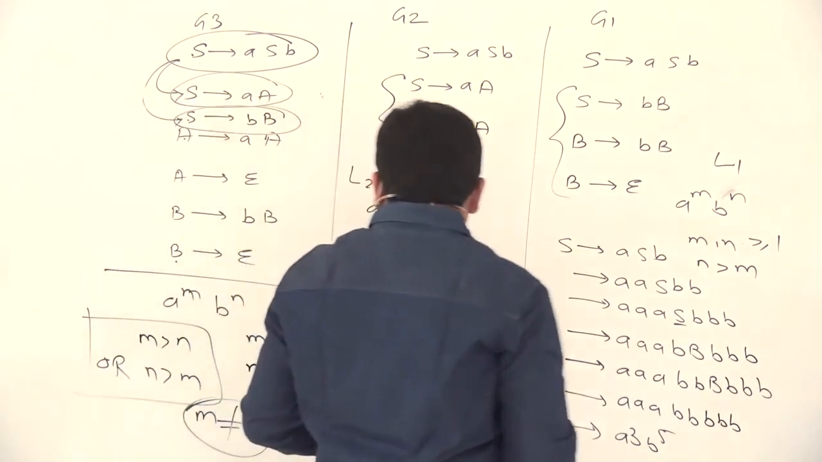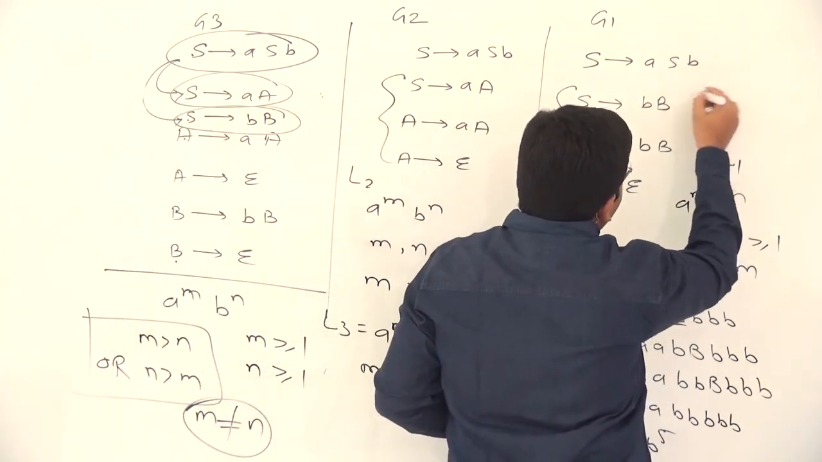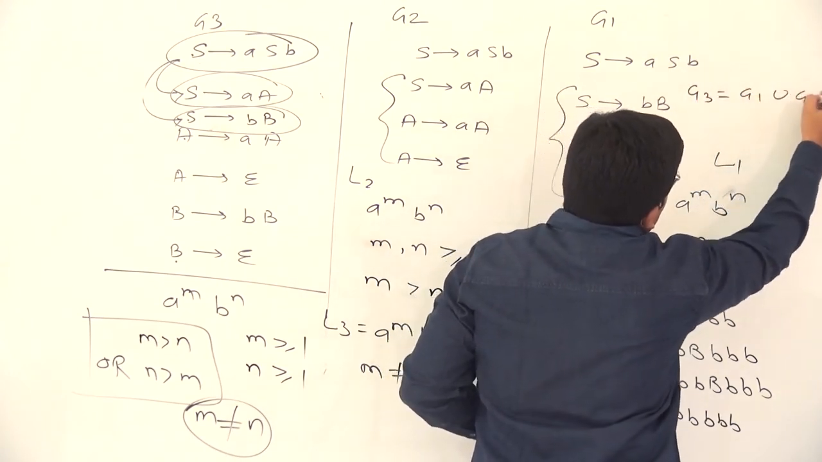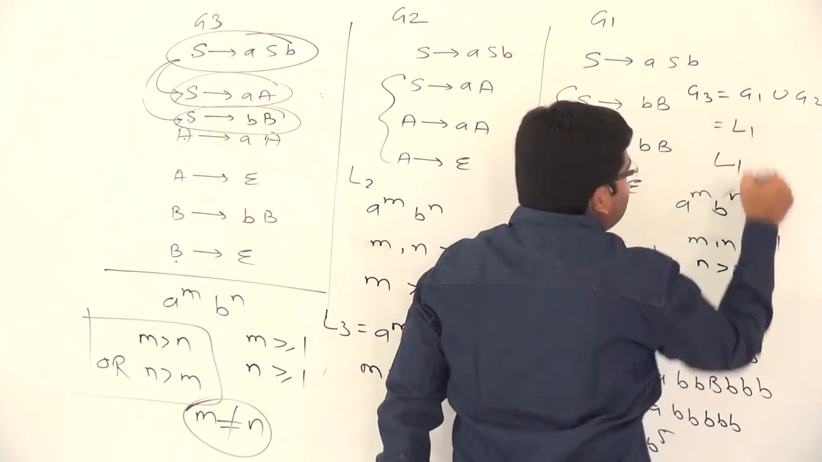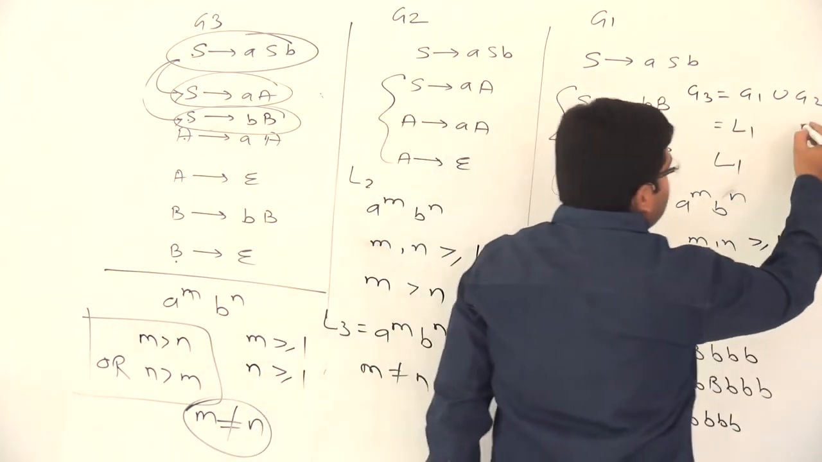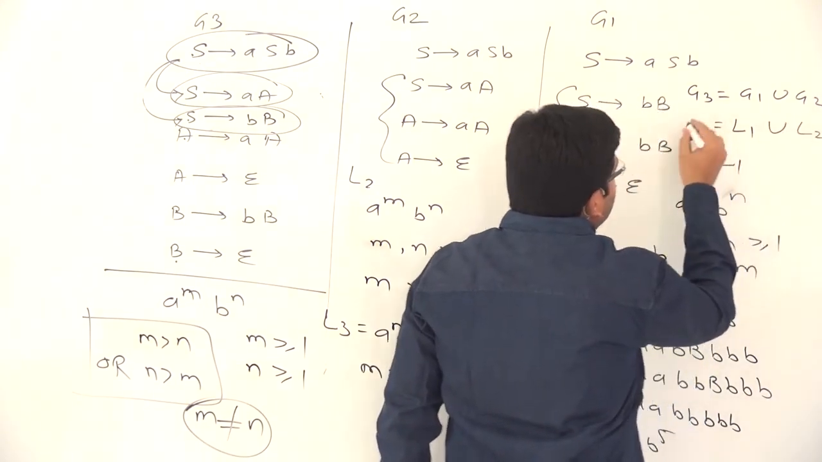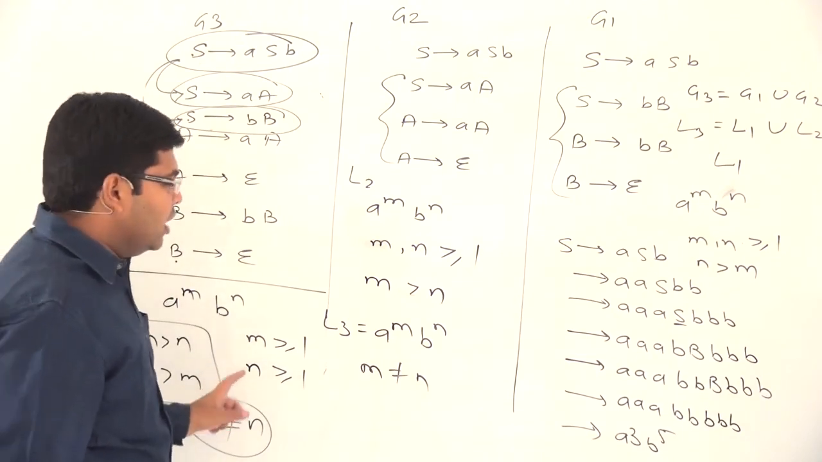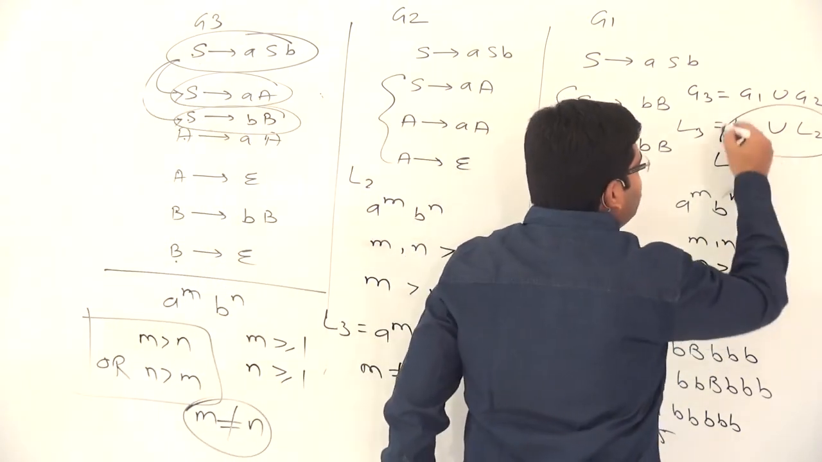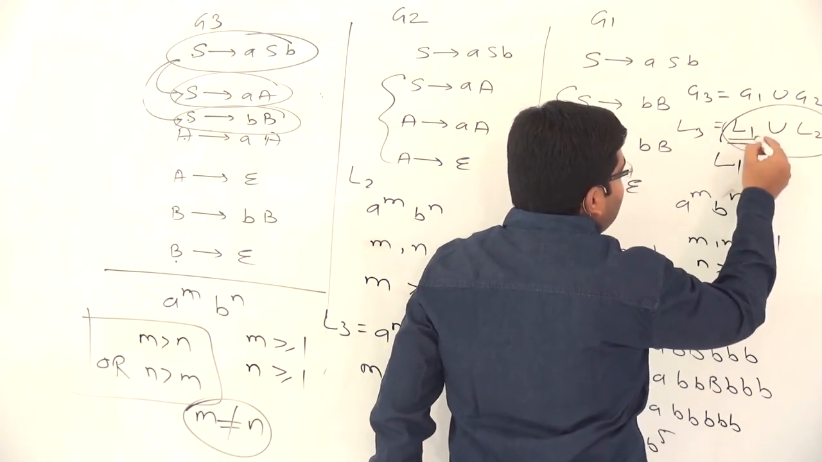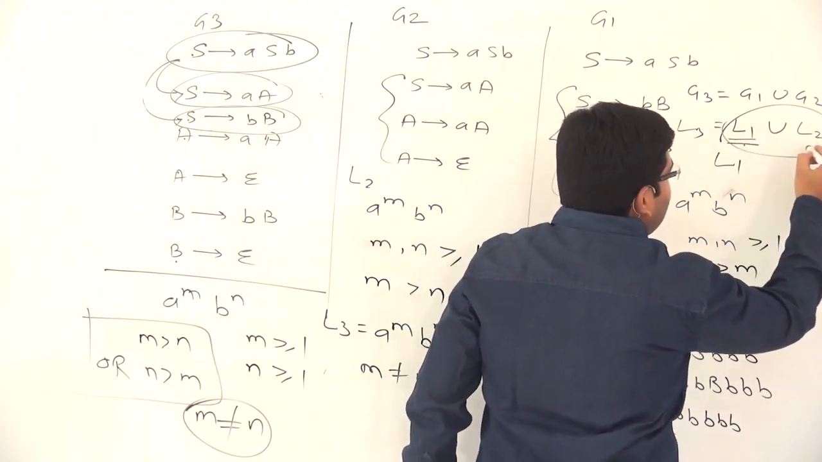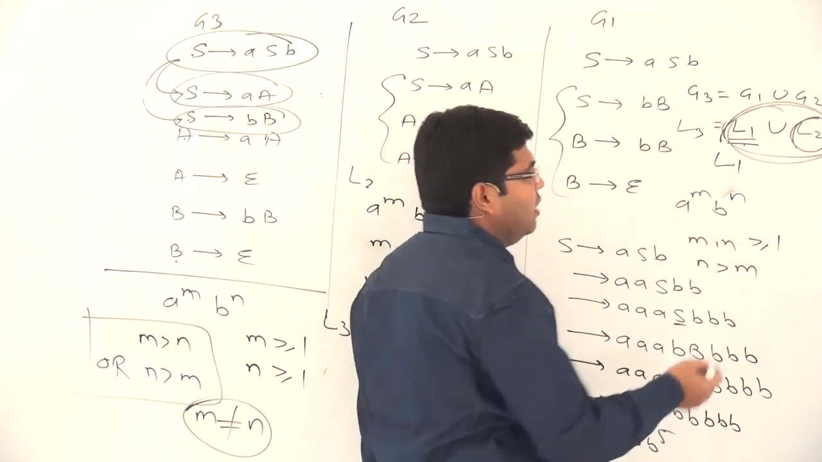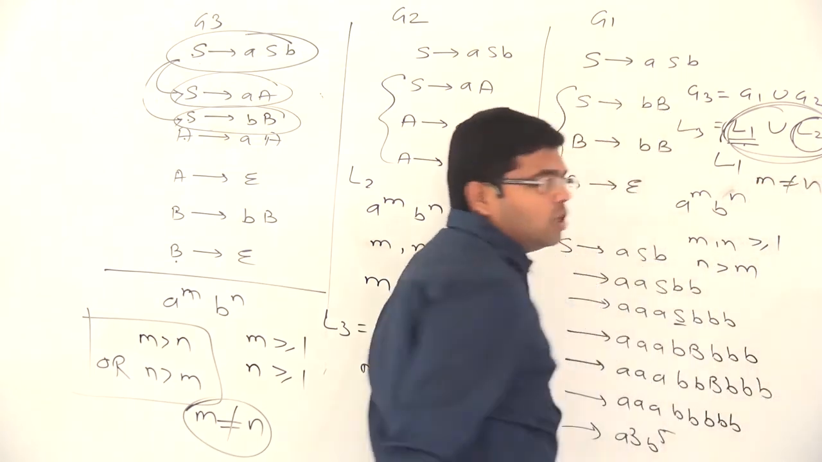So here we get a very important relationship: G3 is equal to G1 union G2, but the language represented by G1 is L1, the language represented by G2 is L2, and if you take the union of these two languages, you will get the language L3, which is represented by the grammar G3. And what is the meaning of L1 union L2? Either you want m greater than n or you want m less than n. That means you want m not equal to n.